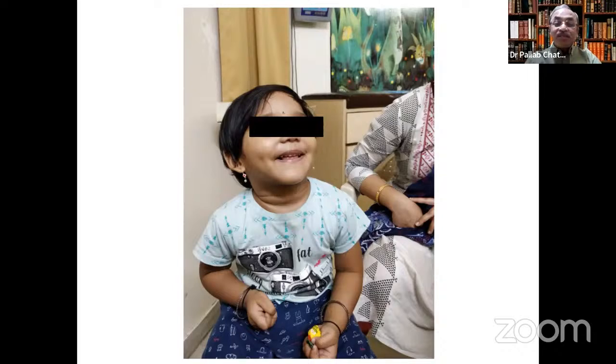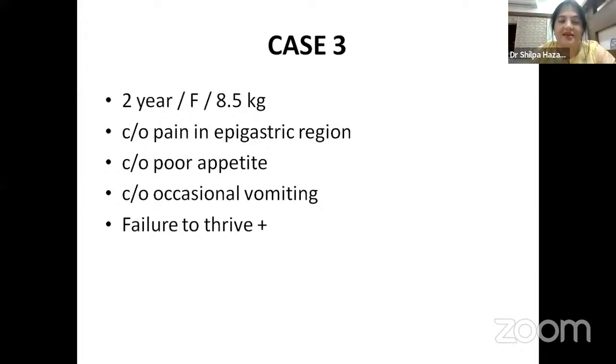Okay, shall we go to the next case? Yes, sir. This is the last case. A 2-year-old girl child weighing 8.5 kg. So there is a failure to thrive.